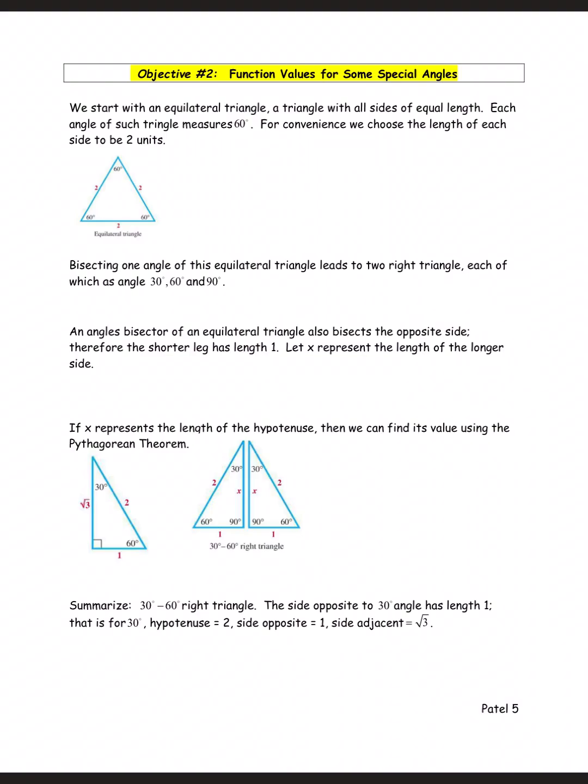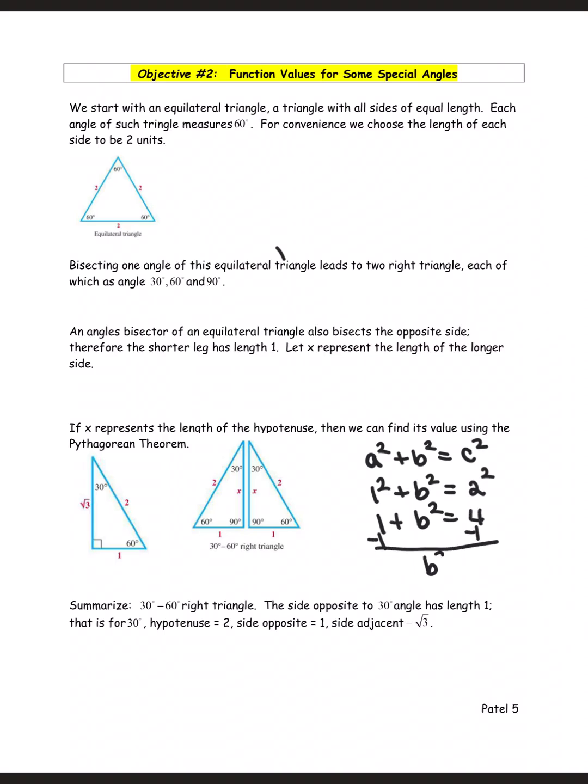Remember the concept of a squared plus b squared equals c squared. We knew that one of the lengths was 1. We didn't know b squared. We knew the hypotenuse was 2, so that's 2 squared. So we have 1 plus b squared equals 4. If we take 1 away from both sides, we have b squared equals 3. And then the square root of b squared is b, and the square root of 3 is square root of 3. So that's where the square root of 3 comes into play.